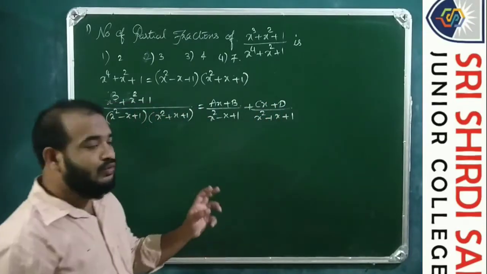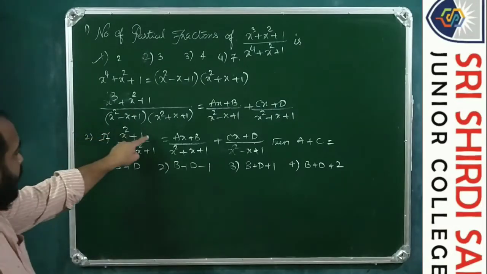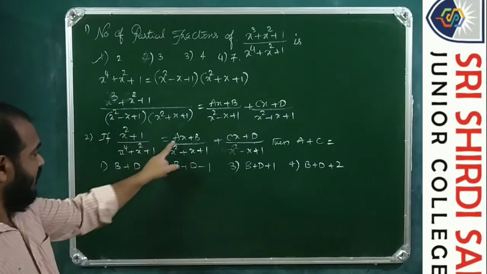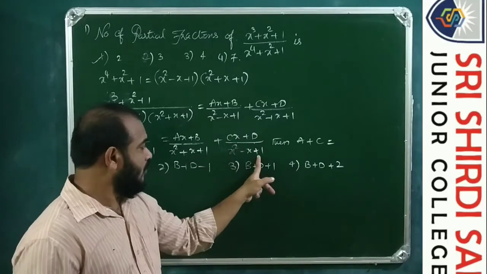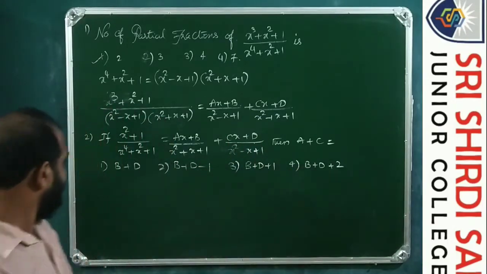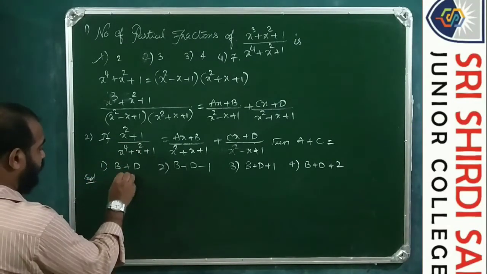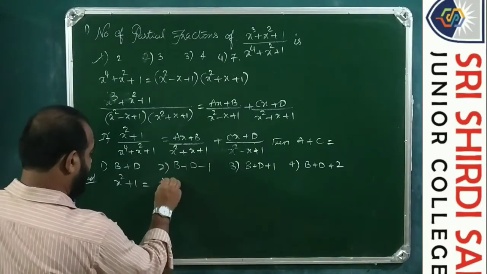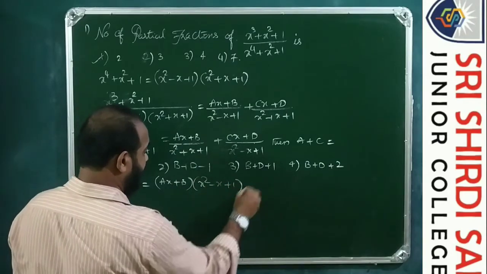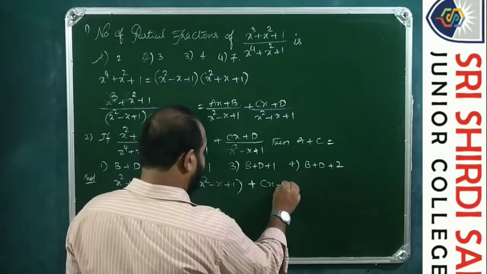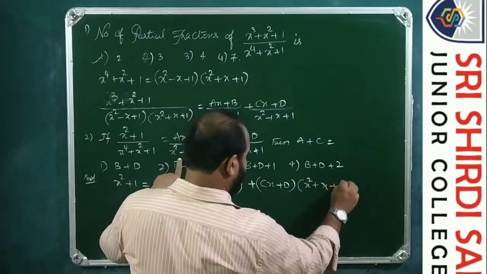because type 2 says for every non-repeated irreducible quadratic factor, if x square plus 1 by x power 4 plus x square plus 1 is equal to ax plus b by x square plus x plus 1, cx plus d by x square minus x plus 1, then a plus c is equal to what. So this is being asked there. So x square plus 1 is equal to ax plus b into x square minus x plus 1 plus cx plus d into x square plus x plus 1.